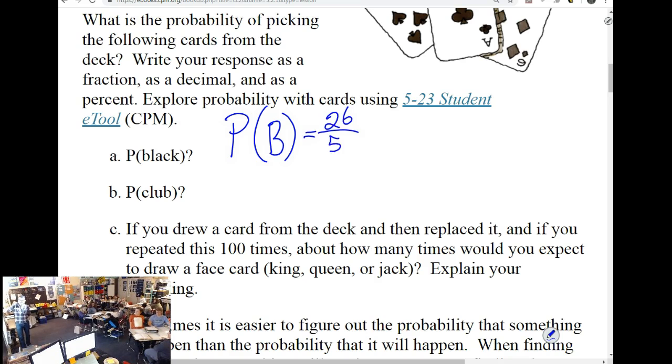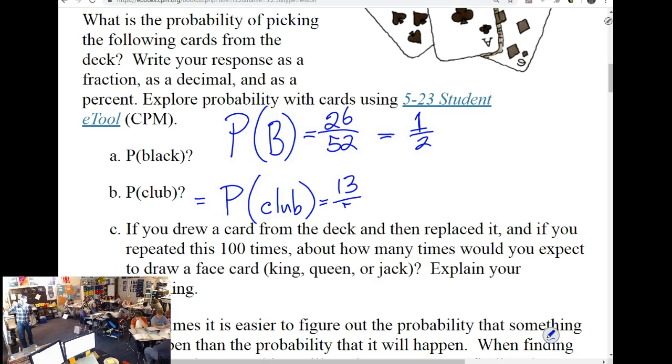That's not between 0 and 1. 26 over 52, which can reduce. We always like to reduce our fractions down to what? 1/2, because half our cards are black. Now clubs, we have to know what clubs are. Club is a type of, what do we call those divisions of the deck? Suits. So club is a type of suit. So, you want to go ahead and tell us what the probability of clubs is? Thank you, Brody. It's 13/52. And what does that reduce to? 1/4.